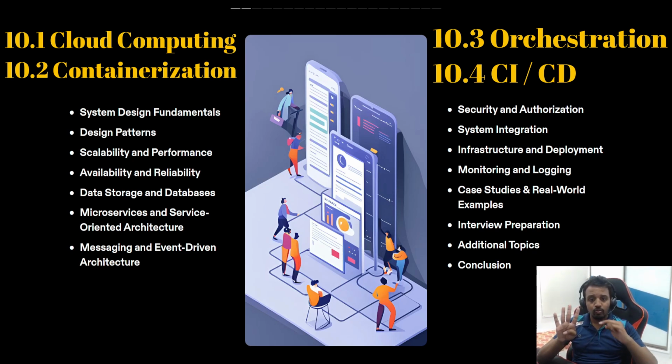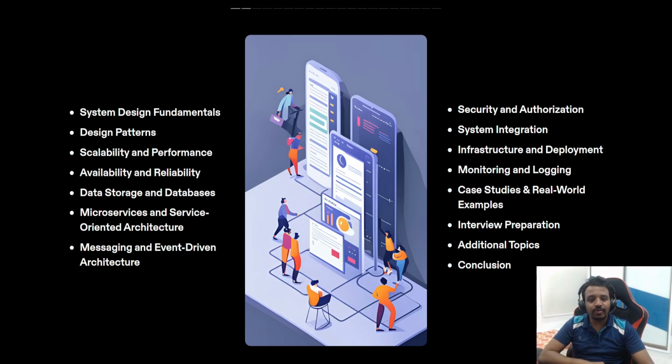Okay, again multiple subtopics, but for sure these are the 4 categories that we are going to cover. Now what level of depth we need to cover, we'll decide. But for sure we are going to cover these 4 categories as part of infrastructure and deployment. Okay, next we are going to have monitoring and logging.